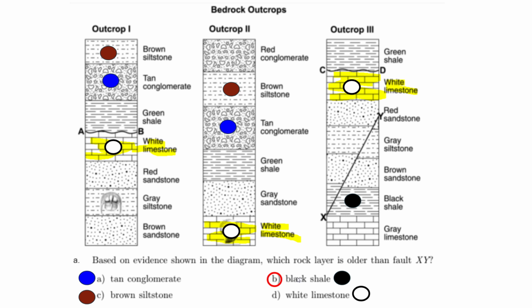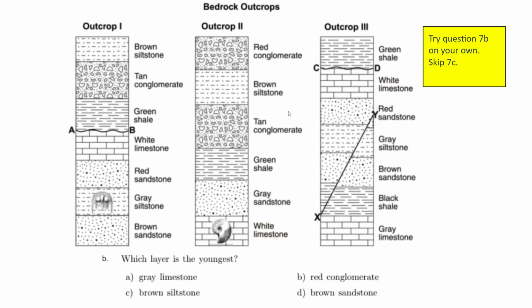Okay. Black shale. Black shale is directly below the XY. So black shale is older. That's why the answer is black shale. For brown siltstone, once again, brown siltstone is above white limestone, so it's younger. XY is below white limestone, so it's older. And finally, white limestone is above XY, so it's younger. And I want you to try question 7B on your own and skip 7C.